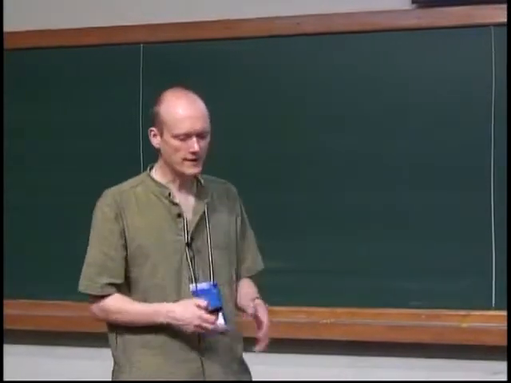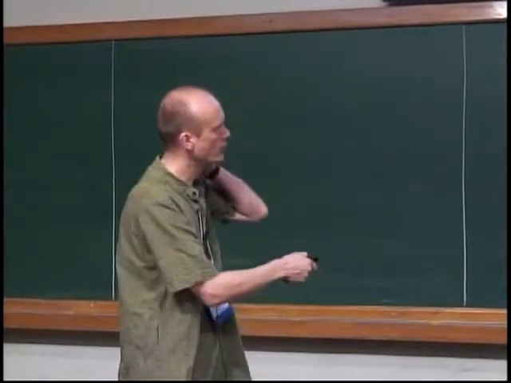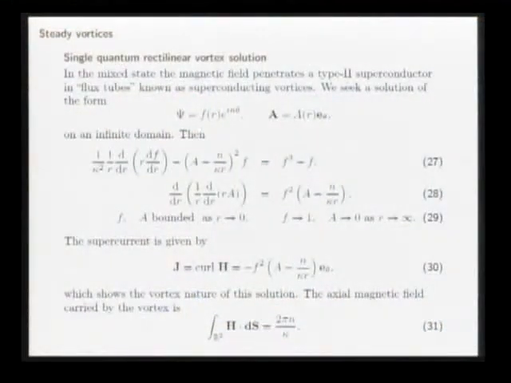And the total magnetic field, if I integrate the magnetic field over the whole space, then for this particular solution, you find that you have n quanta, where this n is the degree of the vortex, and one quantum we've seen is 2 pi over kappa. So if you integrate H over the whole domain, you get 2 pi n over kappa out of this. So this is sort of the building block of the whole theory of vortices. It's a single, isolated, rectilinear vortex solution.